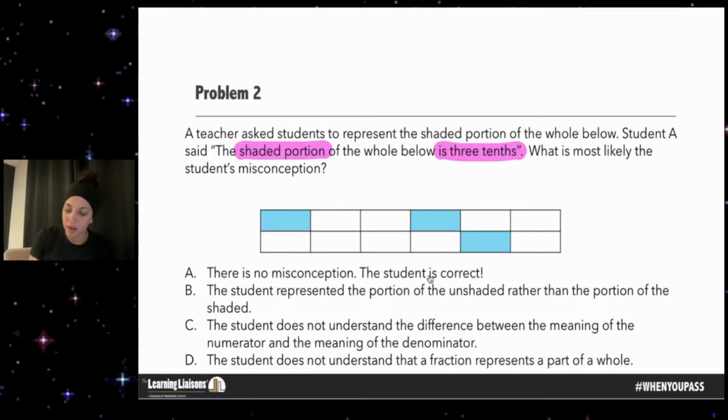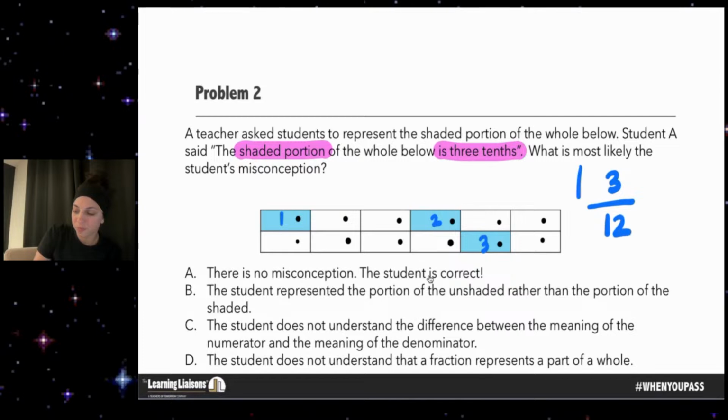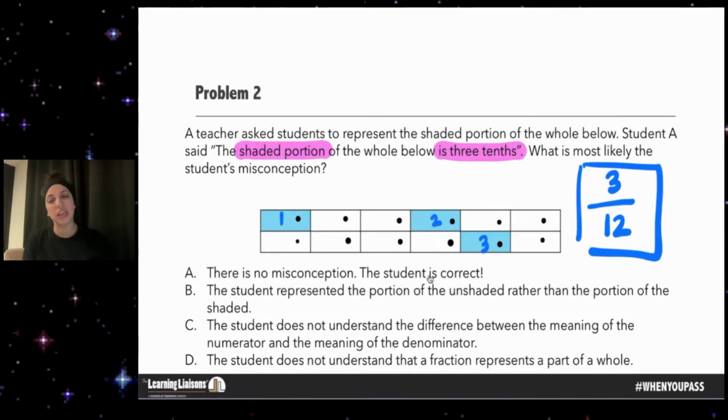3/10? 1, 2, 3 are shaded. That is correct. 3. 1, 2, 3, 4, 5, 6, 7, 8, 9, 10, 11, 12. Is the shaded portion 3/10? It is not.